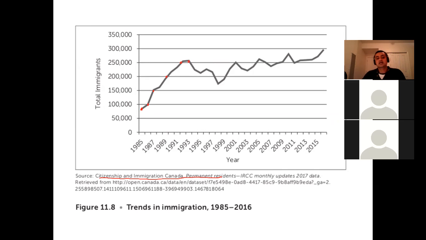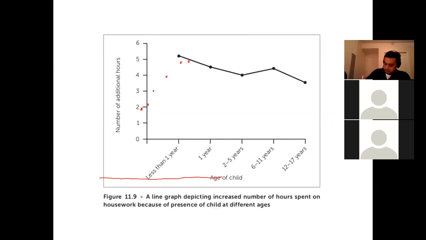Okay, so these are linear graphs, or called line graphs as well. Depending on what kind of data you're collecting, there may not be a very specific pattern to anything. You're just trying to get a sense for whether things are going up or down. So this is a line graph depicting the increased number of hours spent on housework because of the presence of a child at different ages. And this makes a little bit more sense.